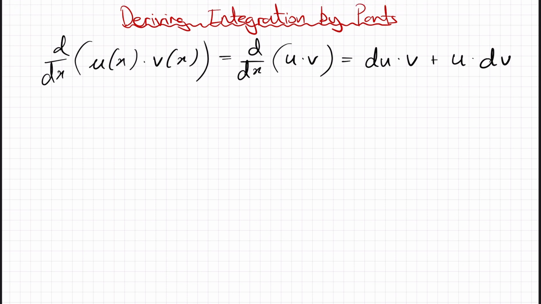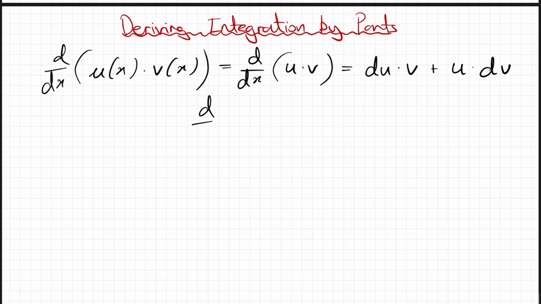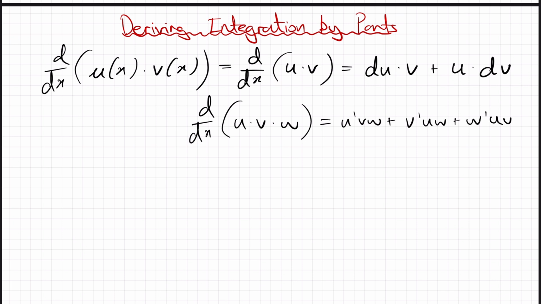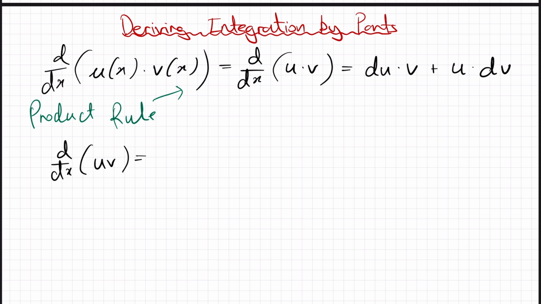And this can actually be generalized with Leibniz rule, where if you have d over dx of u times v times w, that's equal to u dash vw plus v dash uw plus w dash uv. Pretty simple. So that's the basic product rule. Okay, so if we start with this, we have v du plus u dv.